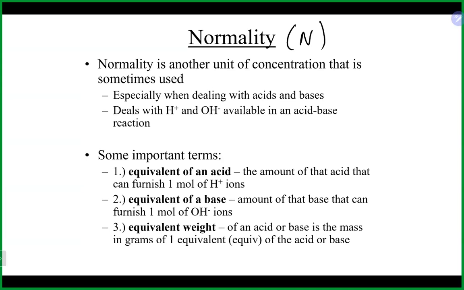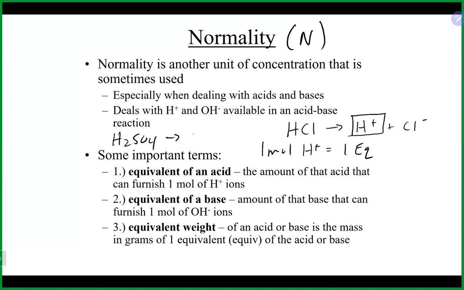So for example, if we have something like HCl, when it breaks apart, we get H plus and Cl minus. For every 1 mole of H plus, in this case, you get 1 equivalent. If you had something like H2SO4, that will give you 2 H plus and SO4 2 minus. For every 1 mole there, you will get 2 equivalents because 2 hydrogens come off. So we could use it as a conversion factor to use a different unit.